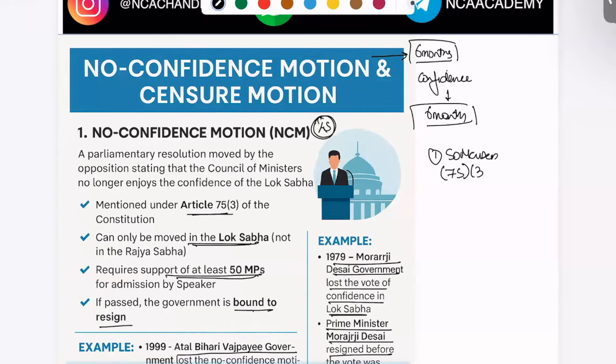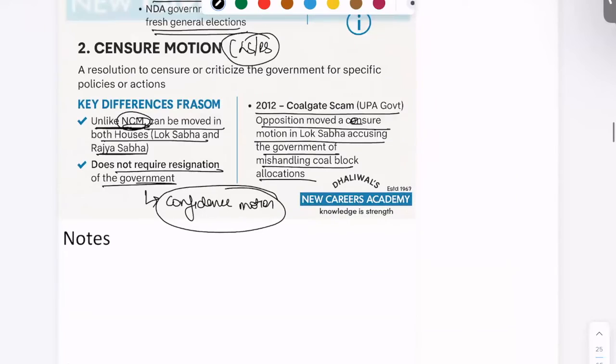Mentioned under Article 75(3) of Constitution, can only be brought in Lok Sabha. How many members have to sign? 50. Can only be brought in, not in Rajya Sabha, because Rajya Sabha is a permanent house. Can only be moved in this. If it is passed, the government has to resign. It has been in 2 cases. Atal Bihari Vajpayee government and Morarji Desai government was brought under no confidence, but Morarji Desai resigned prior to. So no confidence is when the government does not have power.